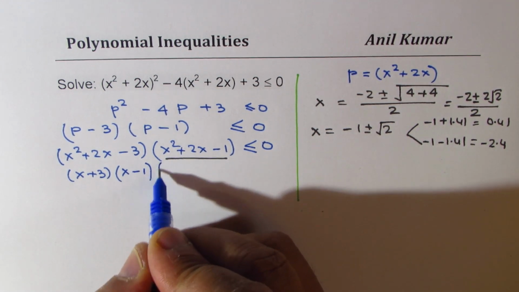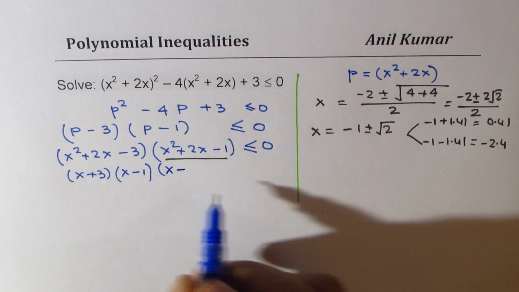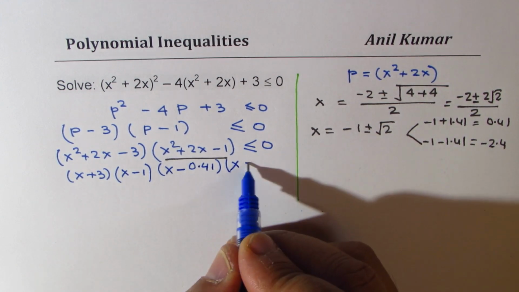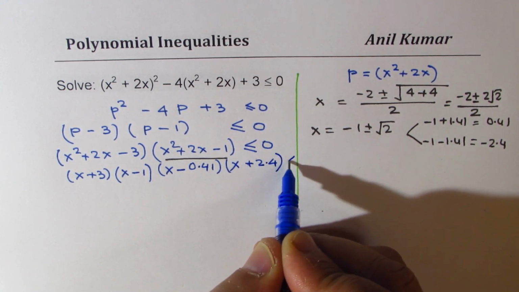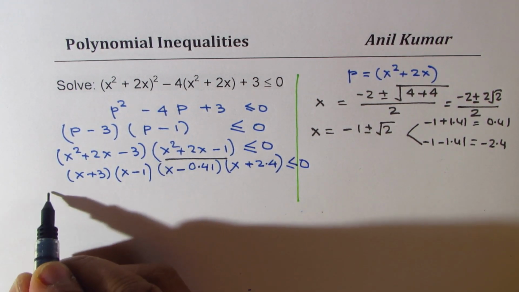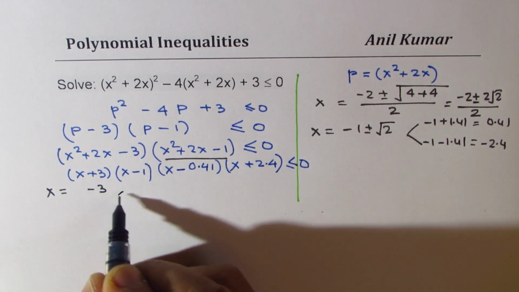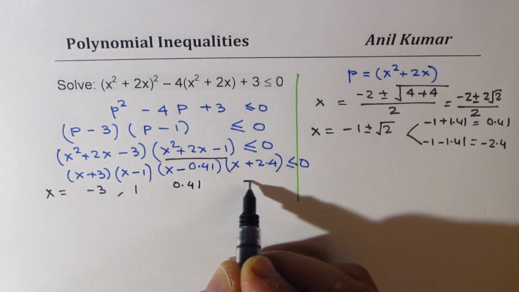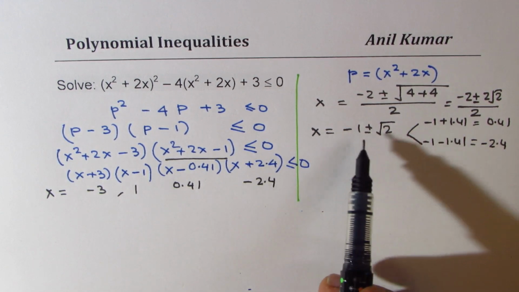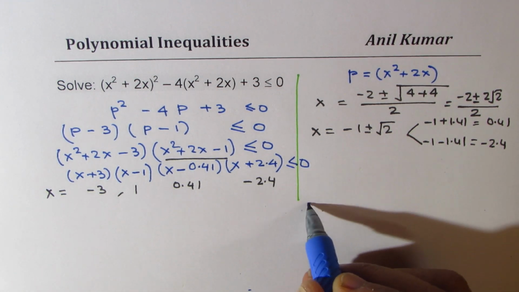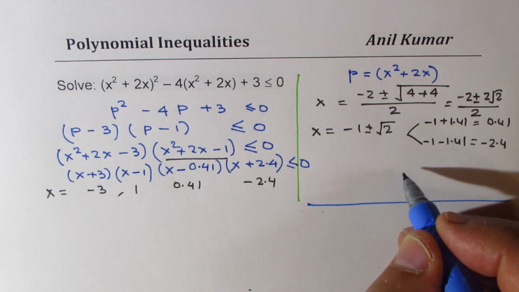So we'll write this as x minus 0.41 times x plus 2.4, correct? Less than or equal to 0. So we have 4 zeros here. Of course, zeros are at x equals minus 3, 1, 0.41, and minus 2.4, right? The exact values are minus 1 plus minus square root 2. Now if I have to sketch this, so we'll solve all these questions by sketching. You could make a table of values to figure the solution out, right?